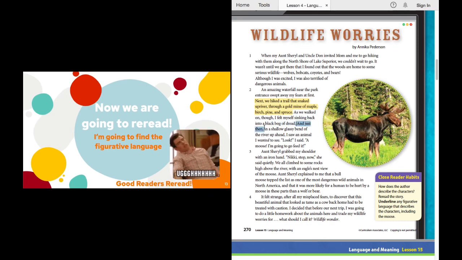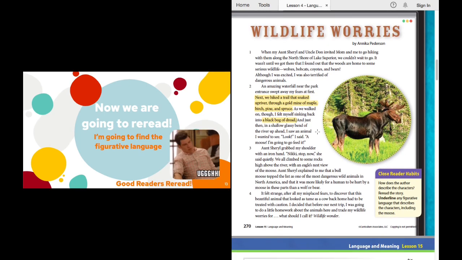So are they actually sinking into a black bog of dread? No. But they're comparing, it's a metaphor again, comparing the way that they're feeling to a black bog of dread. So a black bog, I'm not sure what a bog is, but I'm assuming it's heavy and it's weighing her down, making her feel sort of stuck or weighted down. So not good, right? Black kind of makes you feel, and dread makes you feel down. It's bad, right? Sad.